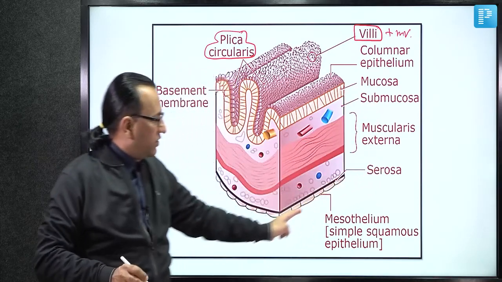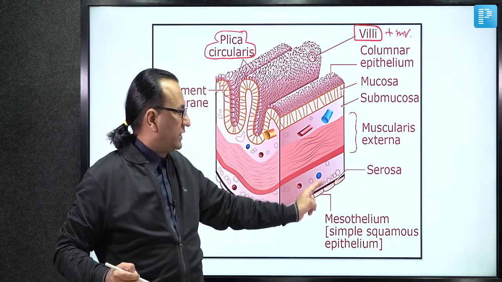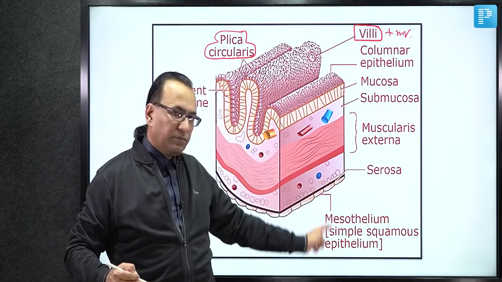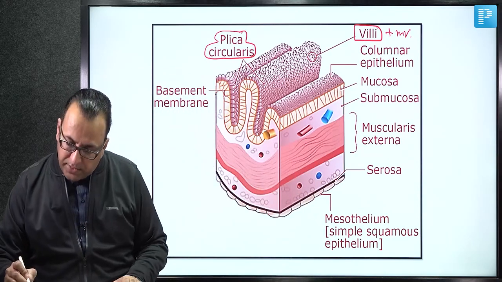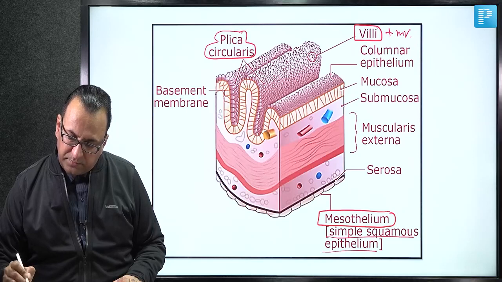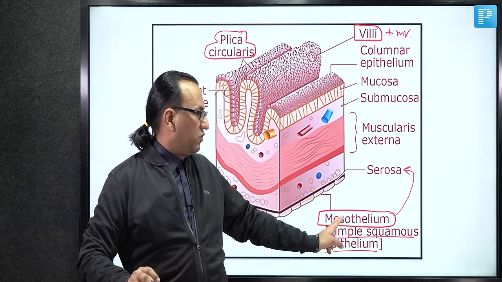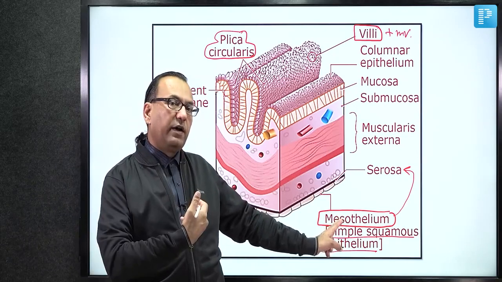We have to understand that the serosa, which is the peritoneum for the gut tube, is lined by simple squamous epithelium. It comes under the category of mesothelium, and mesothelium, which is simple squamous epithelium, not only includes the serosa, but under the mesothelium, you can include the pleura and pericardium as well.